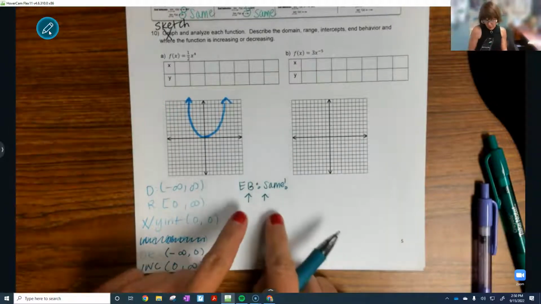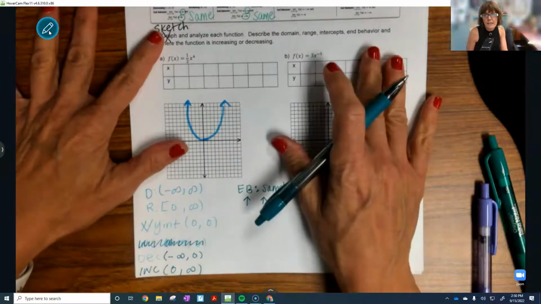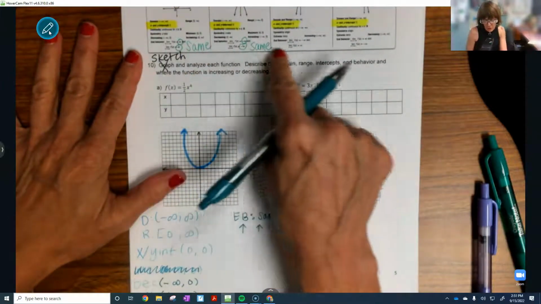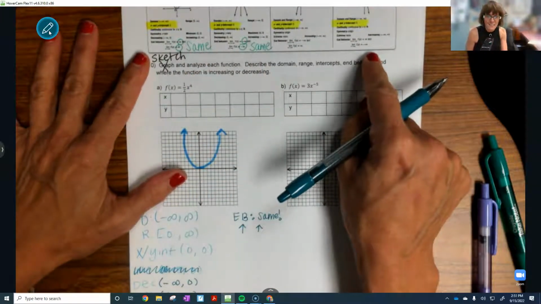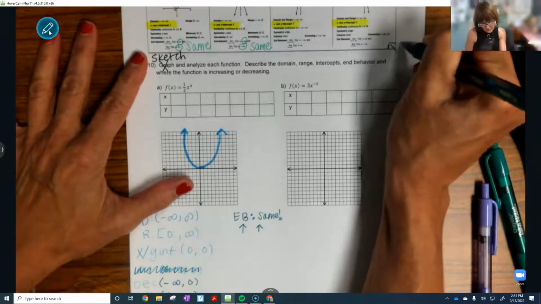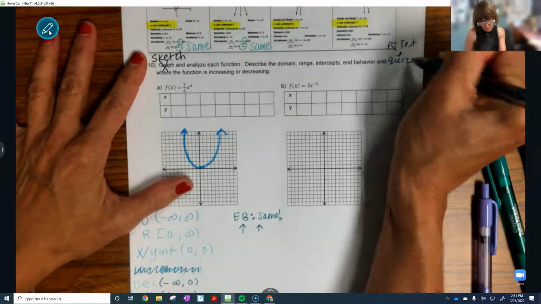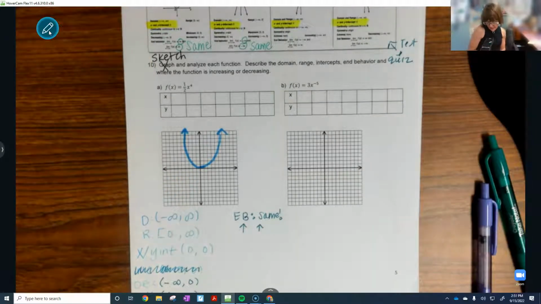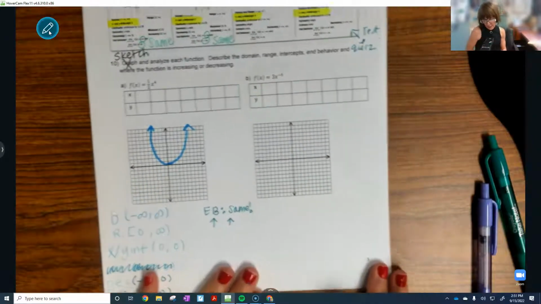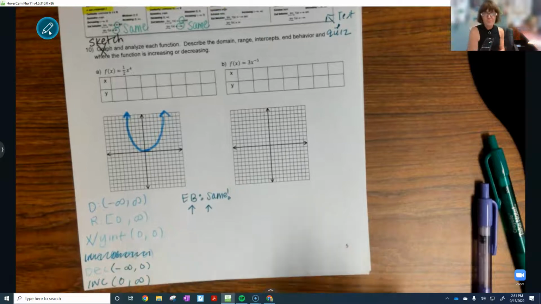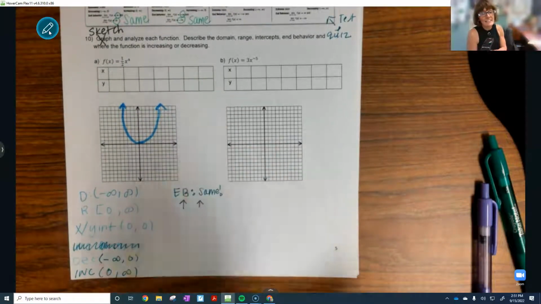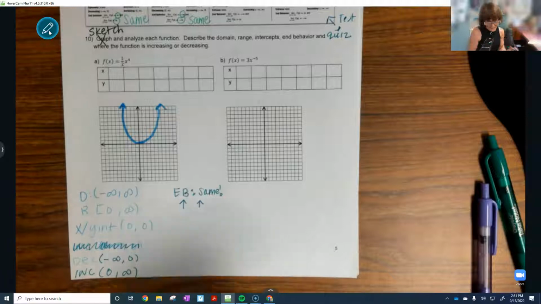So to be clear, I'm going to write that in my notes, but it is the expectation that you understand this on tests and quizzes. Okay, now let's go ahead and take a look at number B, letter B. Letter B is a reciprocal function in disguise.